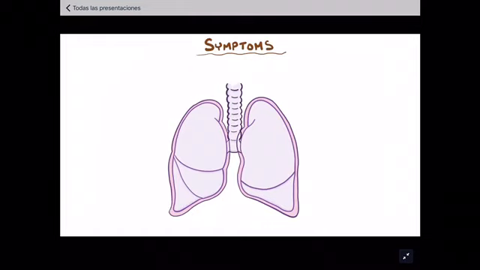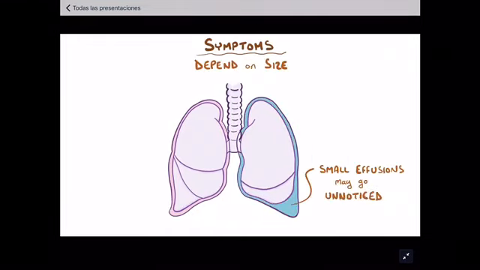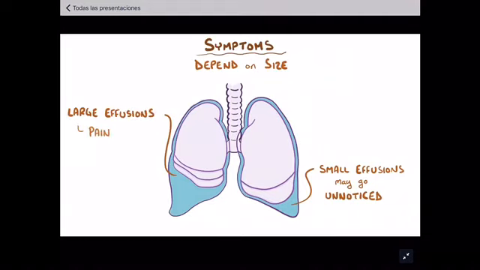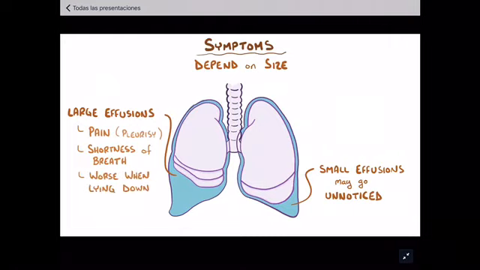Symptoms of a pleural effusion mostly depend on its size. A small effusion might go unnoticed, whereas a large one might cause pain while inhaling, called pleurisy, as well as shortness of breath, and might be more obvious only when lying down flat.